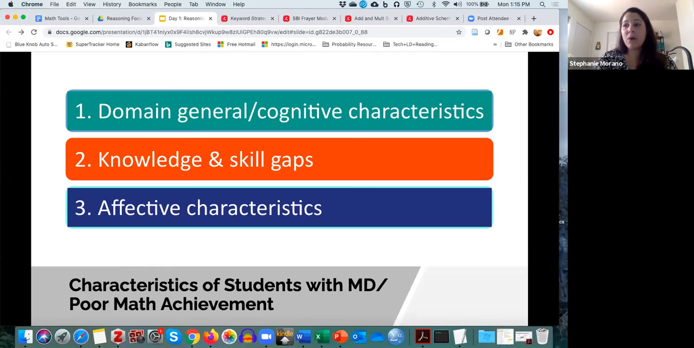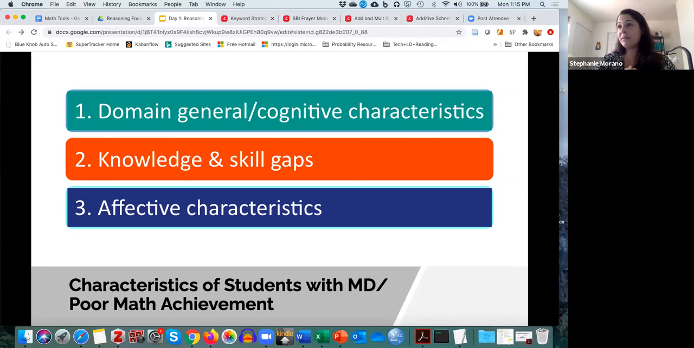And if we think about why, there are three big reasons in general why math can be a challenge for students with disabilities. The first one is limitations in domain general or cognitive skills. So by that, I mean things like working memory, attention, processing.